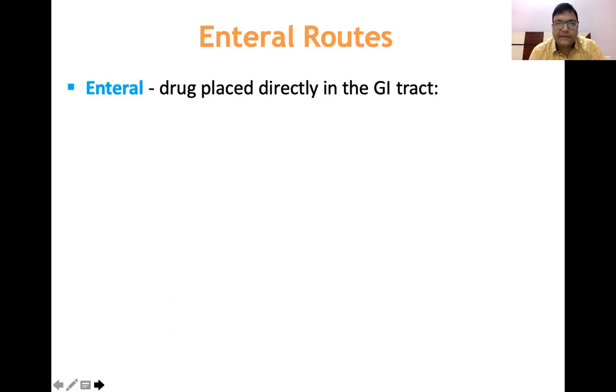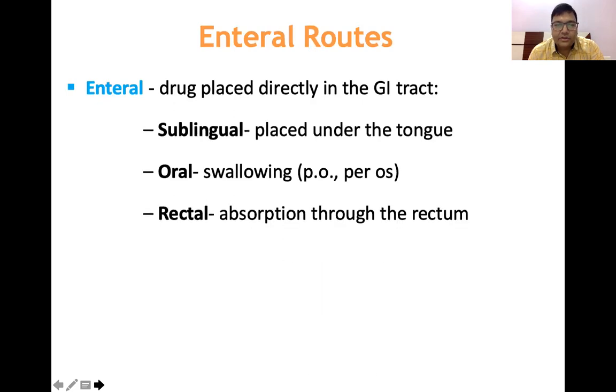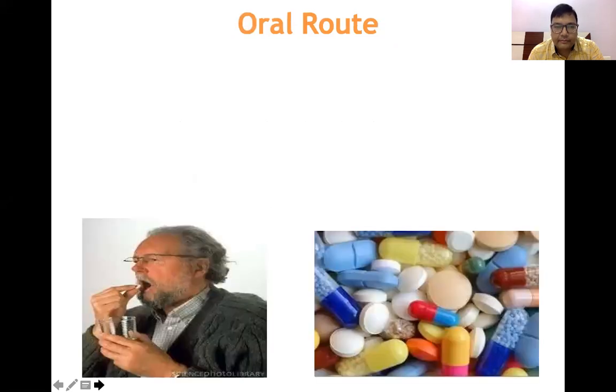So coming to the enteral route, that means the drug is being placed directly in the GI tract. So it includes the sublingual, oral, and the rectal. In the sublingual route, the drug is being placed under the tongue. Oral, there is swallowing of the tablet or the powder or the syrups. That is per oram. PO stands for the per oram. And the other is the rectal route where the drug is being applied through the rectum.